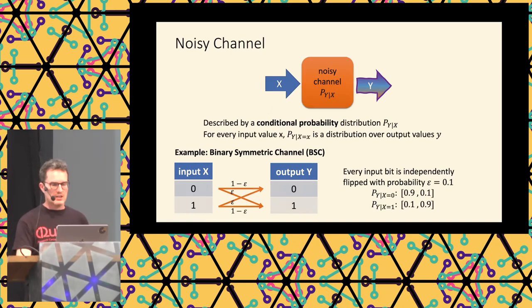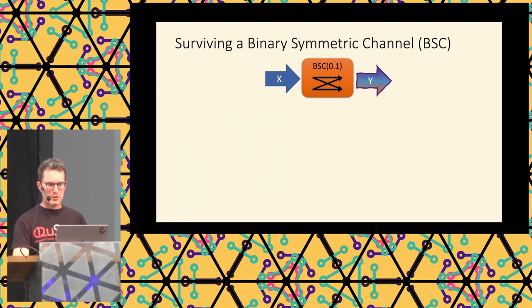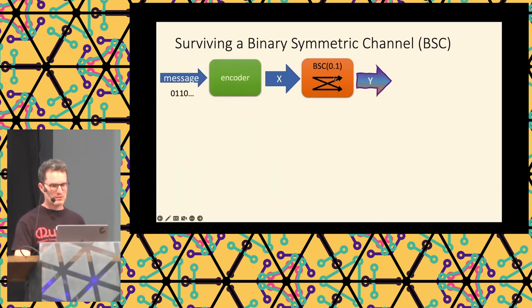Okay. Now, how do you cope with such a channel? So here you have our BSC with error probability 0.1, but you have some data, and you want to survive this channel. You want to encode it in a way that you can recover the original message. So if you have a message, you want to encode it in some way so that after you get what comes back from the channel, you can decode it again so that you recover the original message.